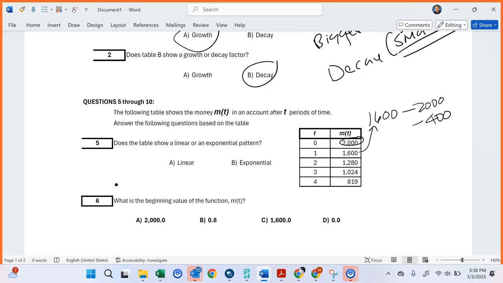But then we go 2,000 minus 400 equals 1,600, correct? That's what this is right here. So that's okay. Then, does the pattern continue? Minus 400, that's equal to 1,200, right? But this is 1280, so the pattern does not continue. So that means it's not minus 400.